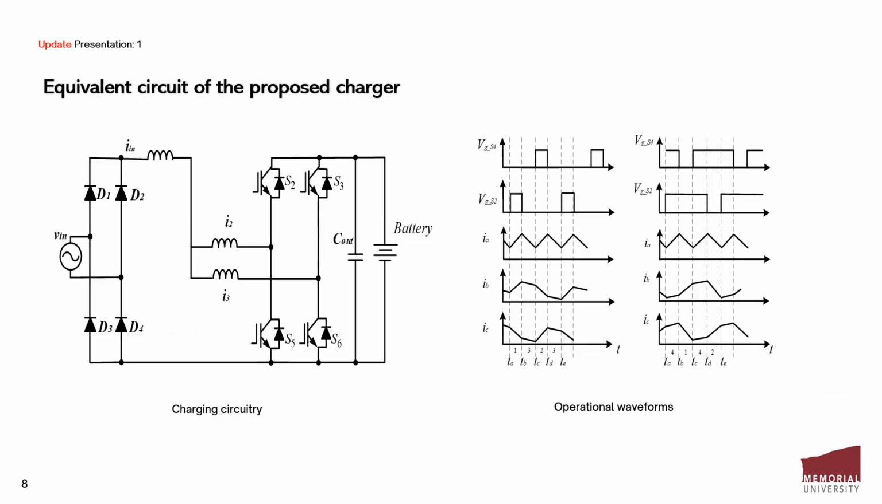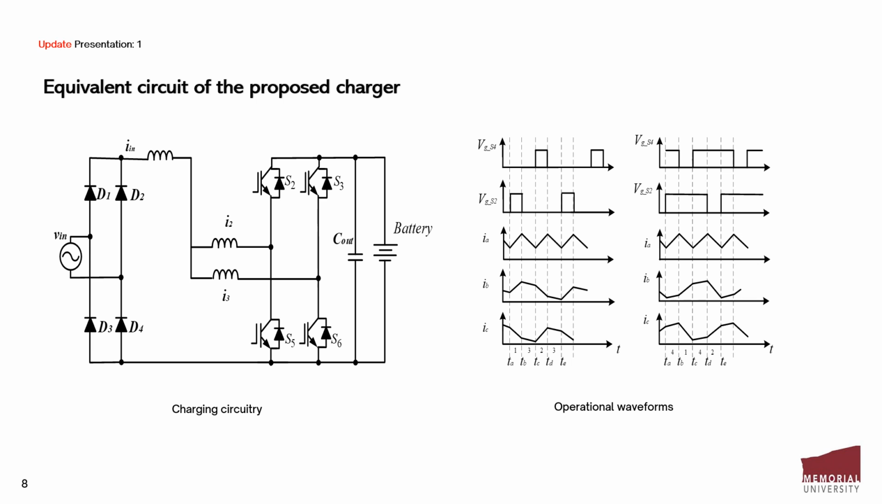and electric vehicles. This is the proposed topology, the equivalent circuit. The front end is an AC to DC converter, which is made up of 4 diodes, followed by a coupled inductor, and it has 3 legs. This coupled inductor is connected to an H-bridge rectifier.